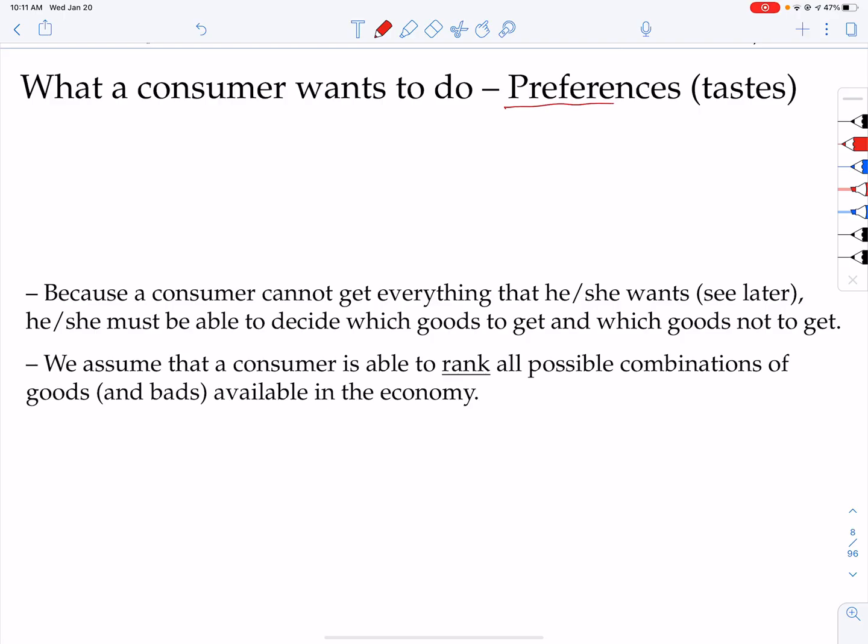So we're gonna introduce a new concept called preference. Because a consumer cannot get everything that he or she wants, that's what the consumer can do, which will be described later. He or she must be able to decide which goods to get and which goods not to get, right? So we are going to assume that a consumer can rank all possible combinations of goods available in the economy, okay? And the bads when we introduce them later.